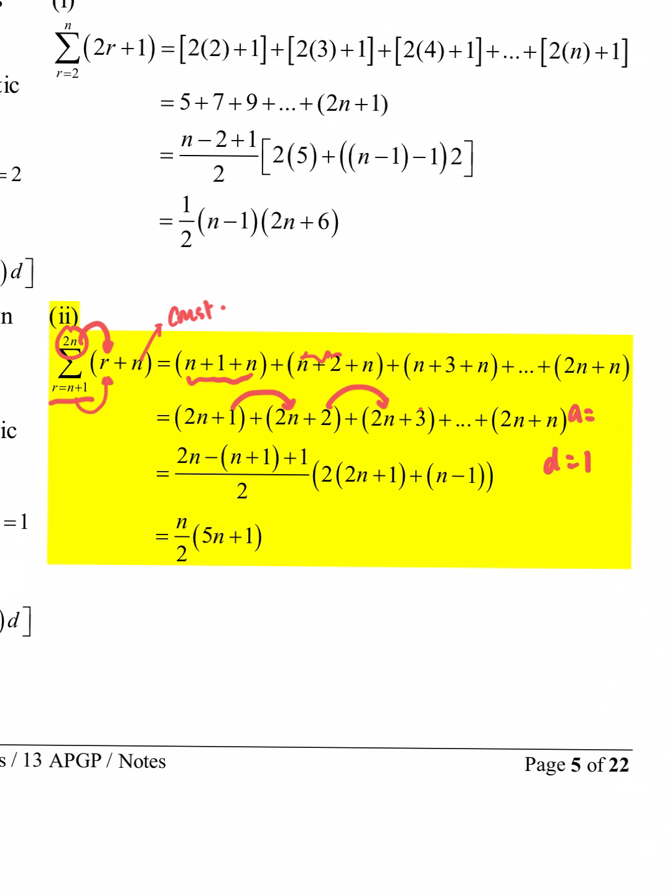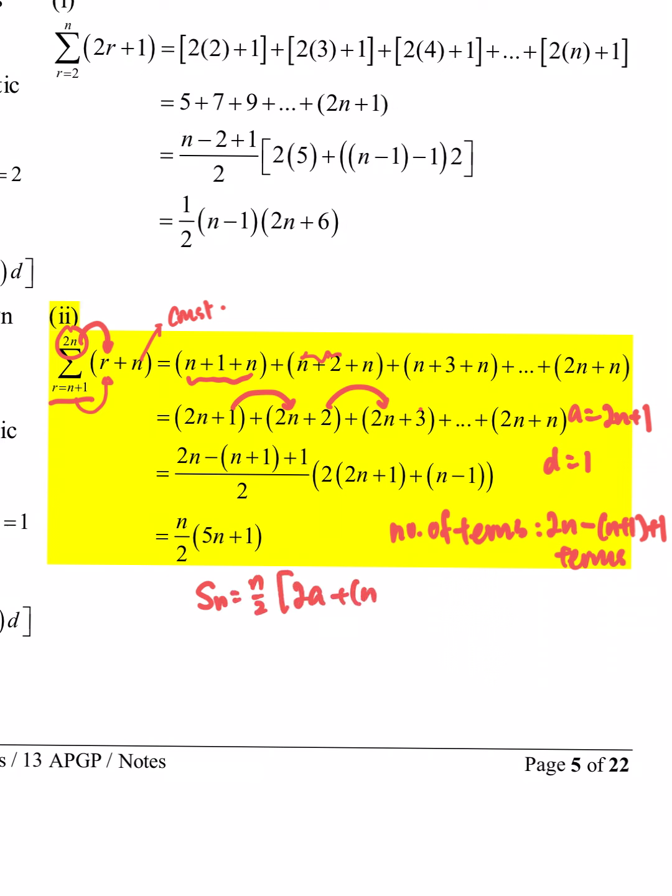The first term is 2n plus 1. Now the question is, how many terms are there? So the number of terms we can obtain from this sigma notation is 2n minus n plus 1 terms. So now we have all the necessary information. We have the first term, the common difference, the number of terms. We can apply Sn equals to n over 2, 2a plus n minus 1 d.